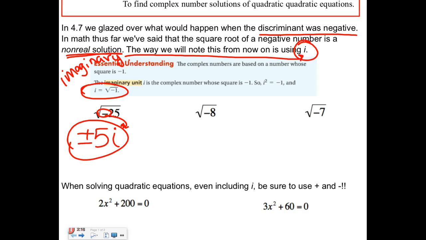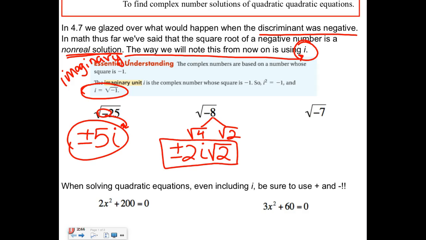8 we know is not a perfect square, but we do know we can simplify it. So I'm going to split this between the square root of 4 and the square root of 2. We know the square root of 4 is 2, so I'm going to say plus minus 2. And square root of 2, I can't find that, so I'm going to put the 2 here. Now the i is going to go in the middle here because we have a negative. So when we do problems like this, always put the plus minus, number, i, square root, number. That's the proper notation.